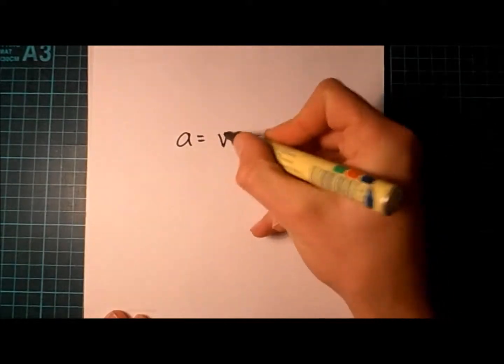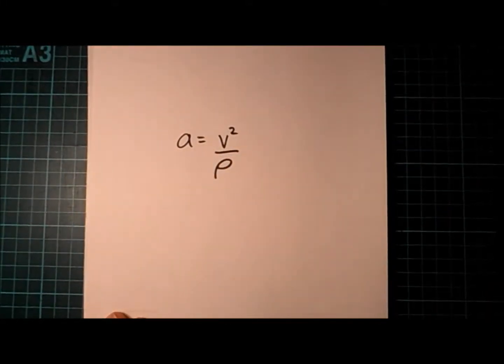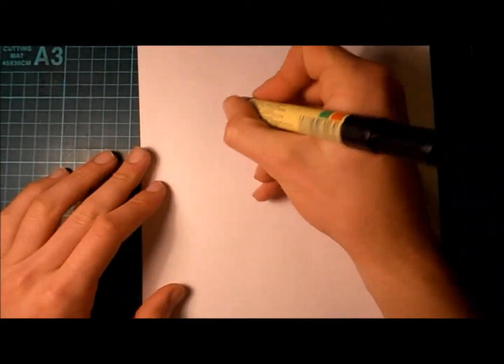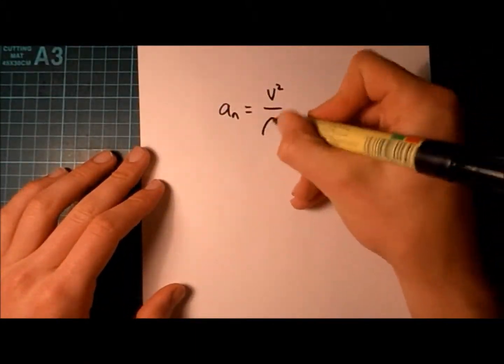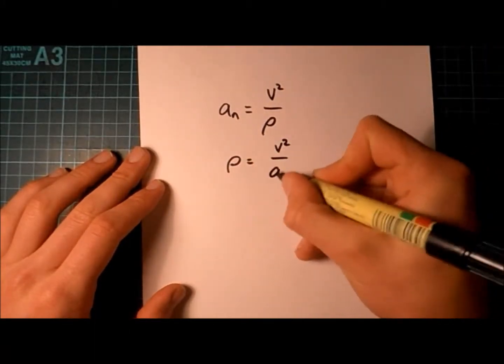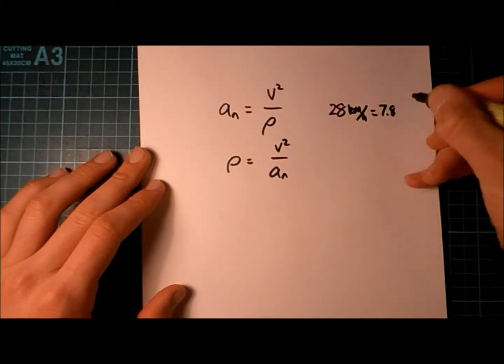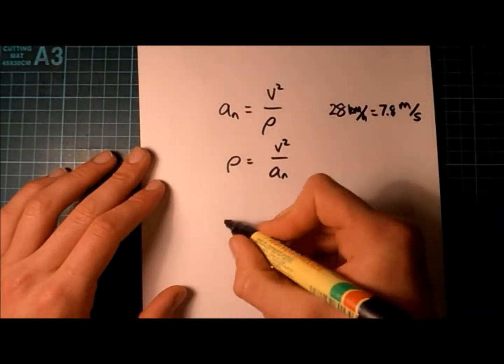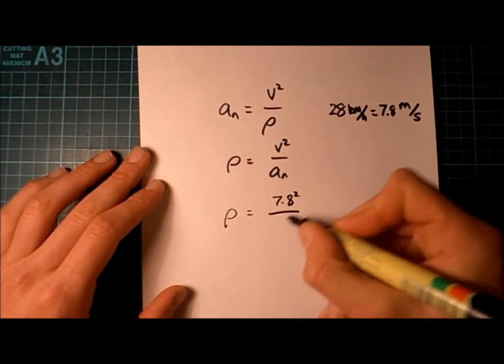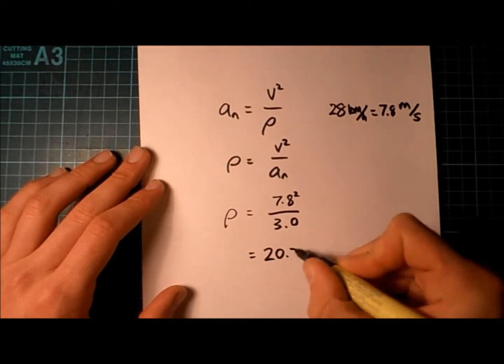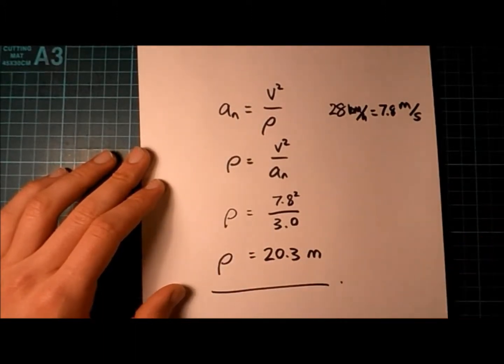If I am in fact moving in a circular arc, then the acceleration I'm experiencing is called my centripetal acceleration. We actually have a formula for that: a equals v squared on rho. So using that, we can determine the radius of the corner I just turned. So, a_n equals v squared on rho. Rho is what we use for the instantaneous radius of curvature. Now 28 km an hour is 7.8 meters per second. So, substituting that in, we get that rho, the radius of curvature, is 20.3 meters.